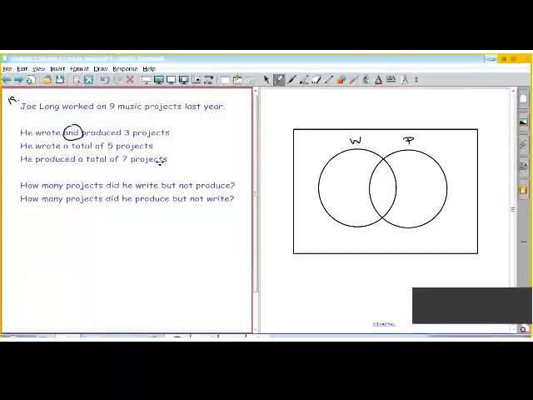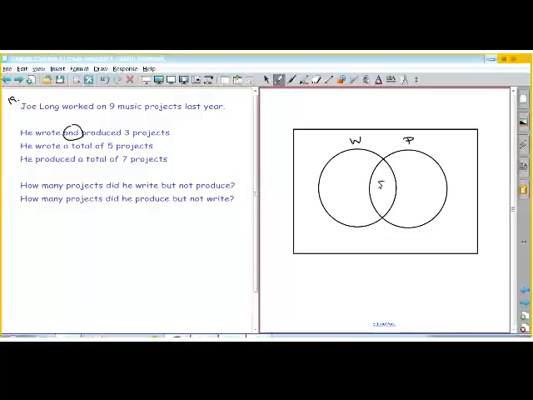So we'll start with the one that involves the and statement, because that's an overlap. So it says he wrote and produced 3 projects. So we know that we put the number 3 in there. That says that according to the Venn diagram, there are 3 songs which overlap, which means that they're an and statement. And so that's how you start. Now, what we're looking to do is find a number to stick in here, which applies to the songs he wrote but didn't produce. They didn't ask that directly. So we have to figure out what number goes in this moon-shaped part based on this information.